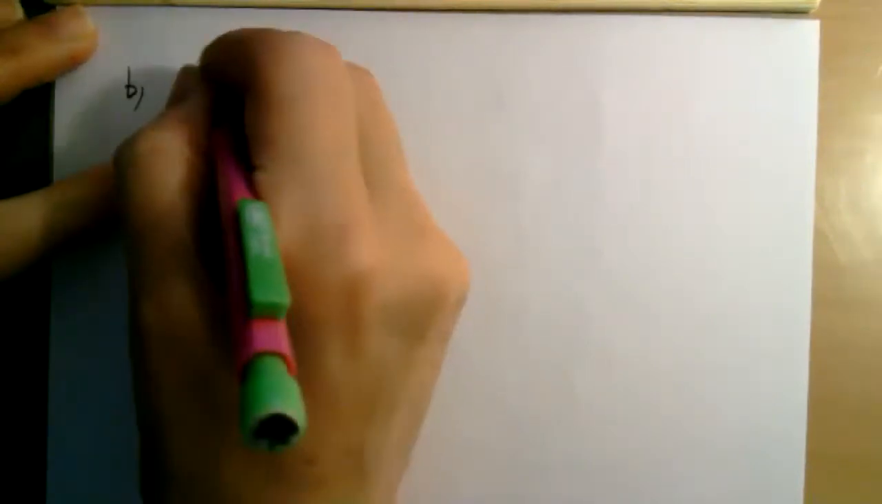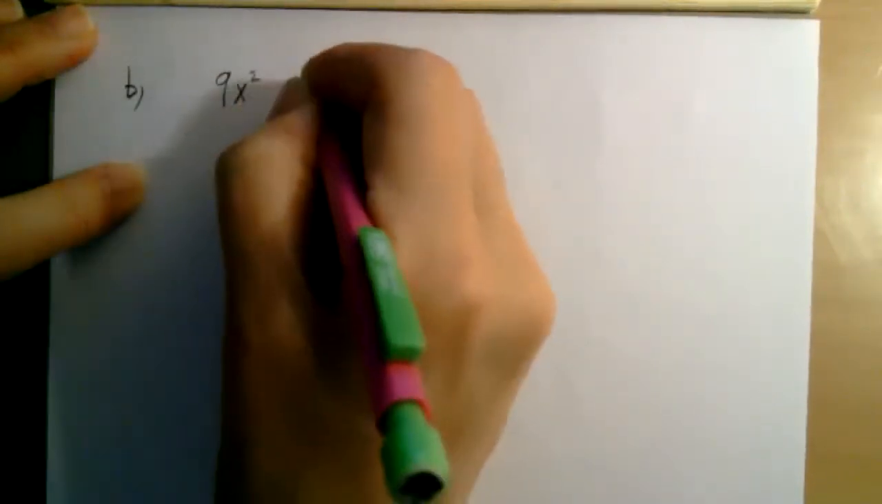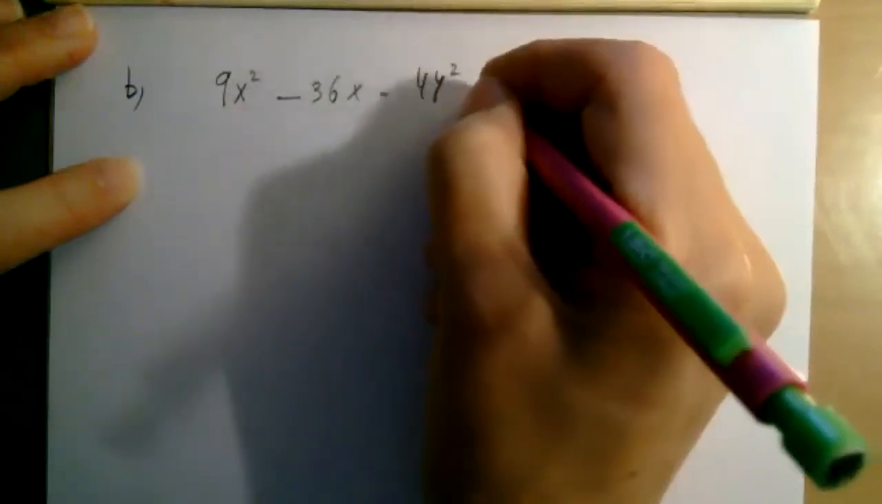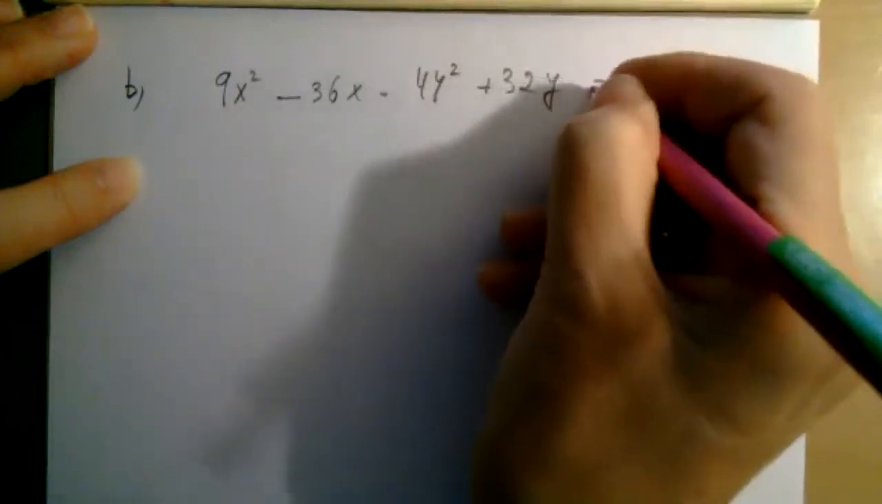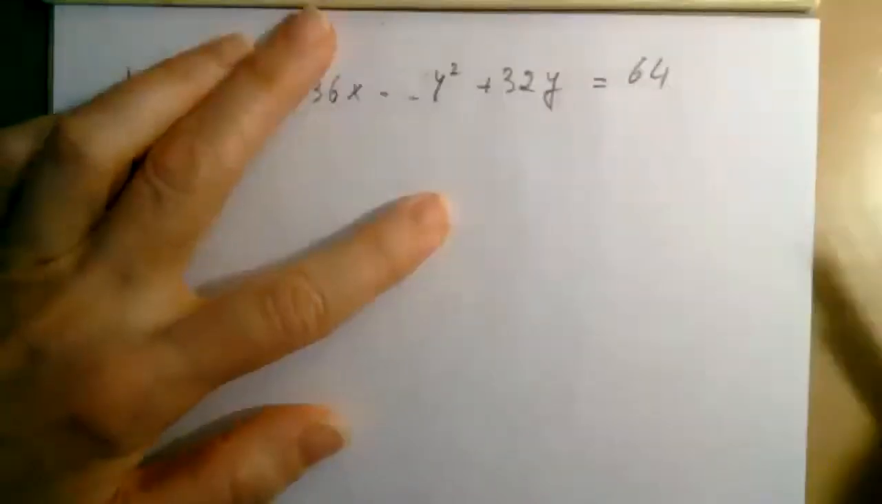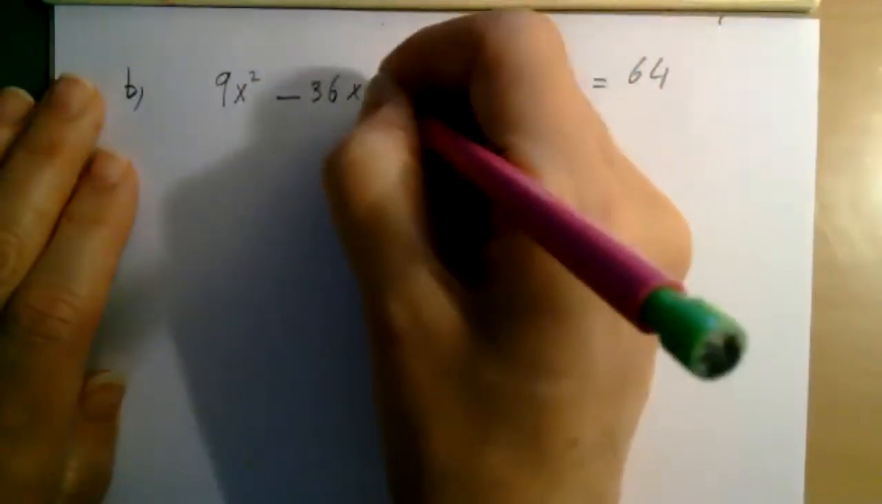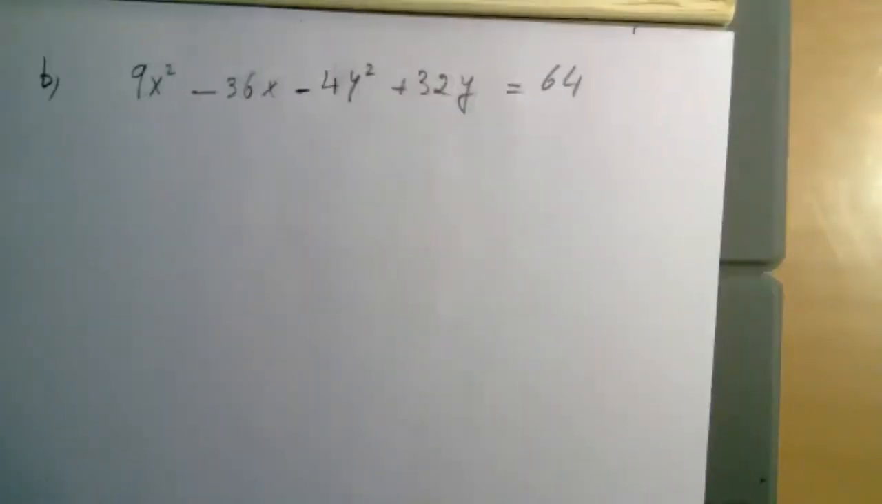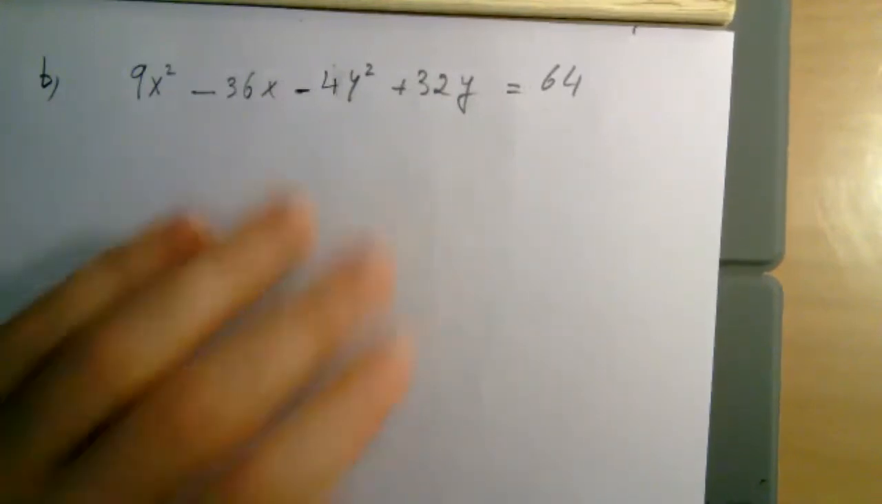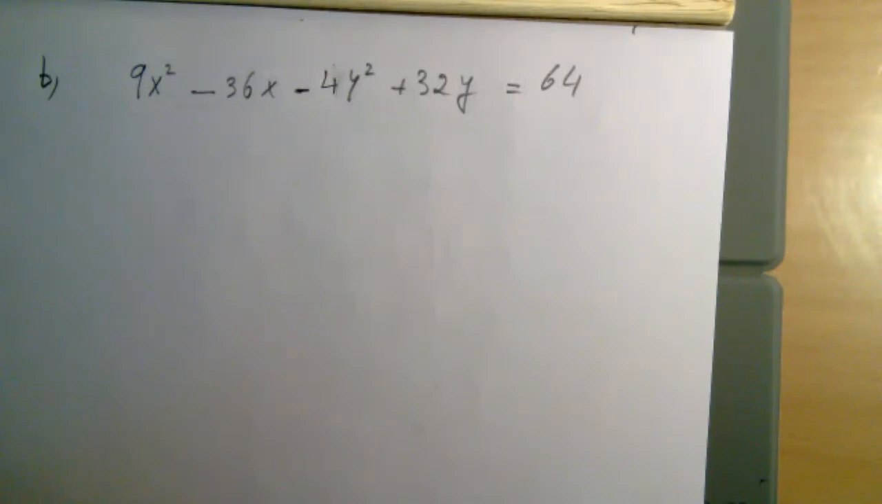So my second problem, which you guys should be comfortable with at this stage: 9x squared minus 36x minus 4y squared plus 32y equal to 64. It looks really complicated, but it's not. And my question is, identify this immediately as a parabola, hyperbola, circle, or ellipse, and find everything. So how are we going to do that?